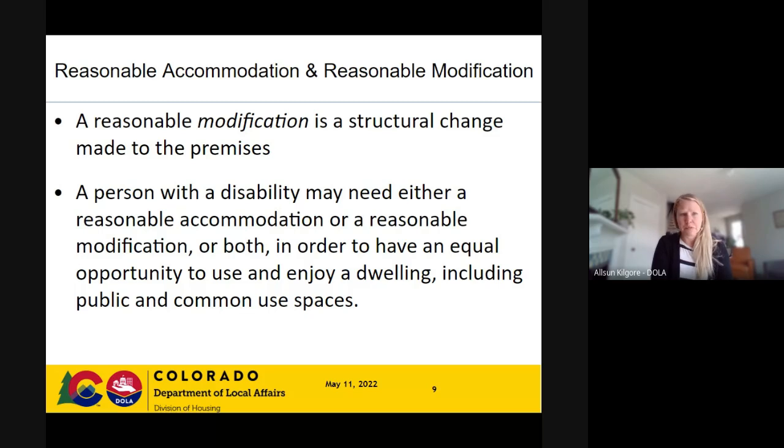Other common examples that we see for modifications beyond grab bars would be ramps, persons needing a front-loading washer or dryer, installing automatic shut-off faucets for persons with cognitive disabilities, or visual alarms for persons with hearing impairments. Those are some of the common ones that we see when we're looking at reasonable accommodation logs.